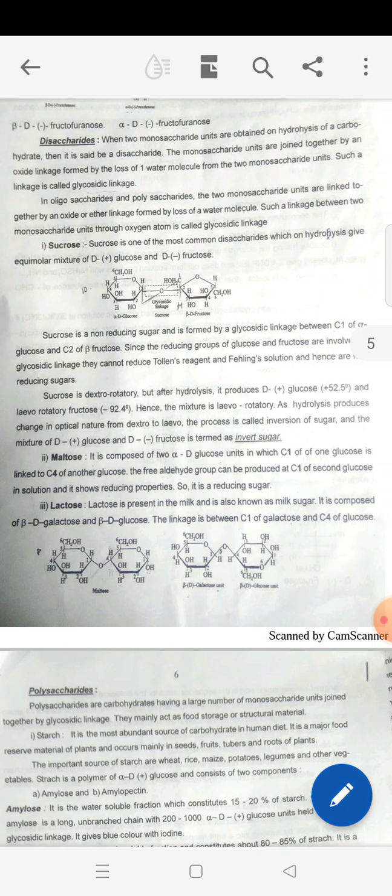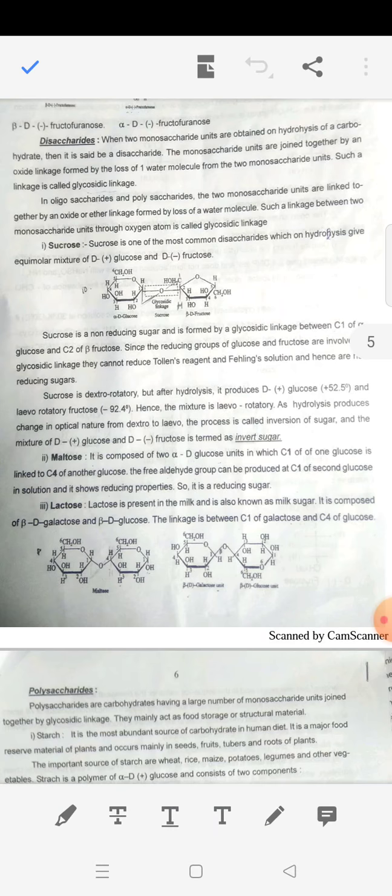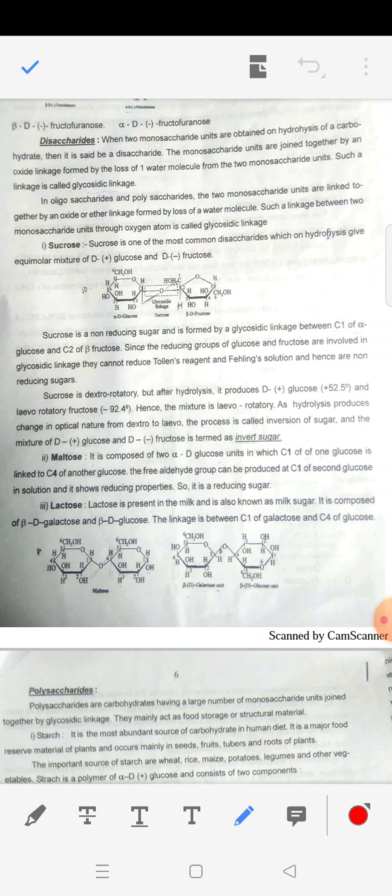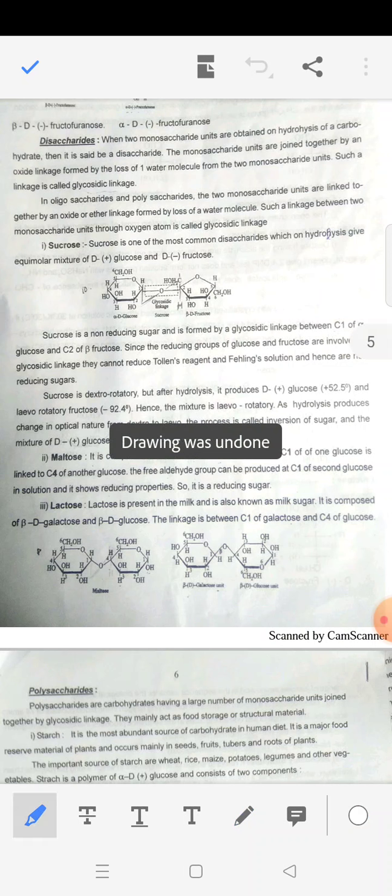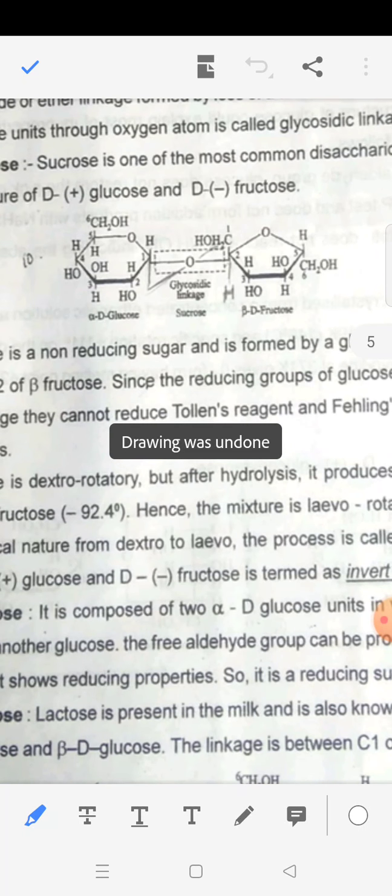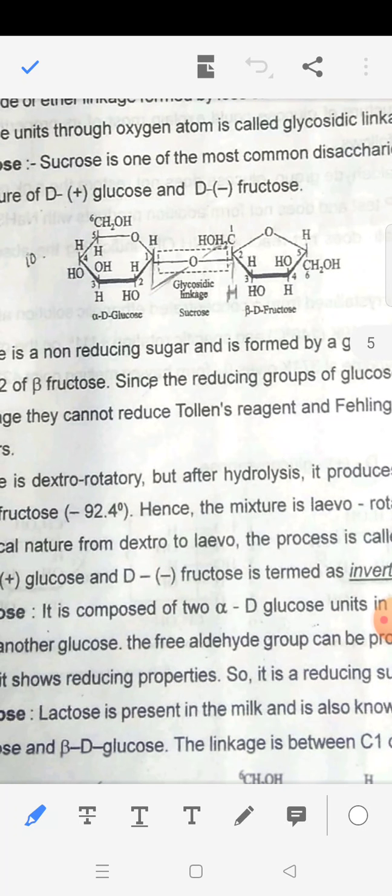Now, at what position is sucrose attached? It is the C1 of glucose and the C2 of fructose which are involved in the linkage formation. The linkage which is formed between the glucose and the fructose unit by loss of water is called glycosidic linkage. The point of attachment also you should know: 1 of glucose and 2 of fructose.